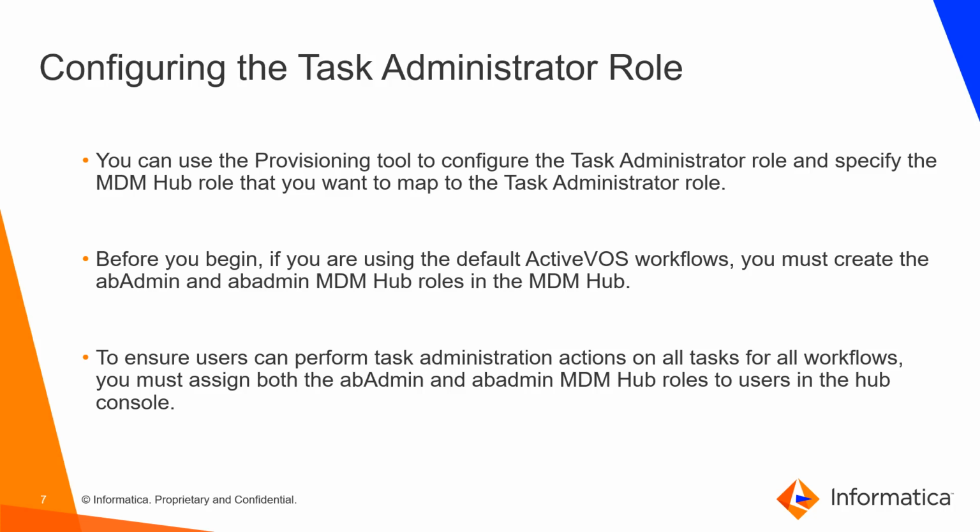Configure the task administrator role. You can use the provisioning tool to configure the task administrator role and specify the MDM role that you want to map to the task administrator role. Before you begin, if you are using default ActiveOS workflow, you must create these two roles, AB admin, in hub. To ensure users can perform task administrator actions on all tasks for all workflows, you must assign both the roles: AB admin with caps A, and AB admin with small a.